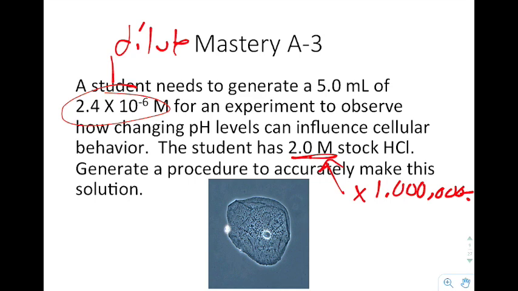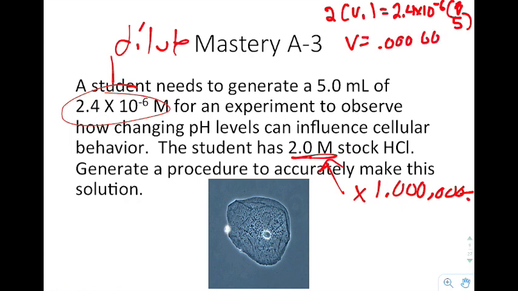So if you do the math just to check it, if you did 2 times volume 1 equals 2.4 times 10 to the minus 6 times V2, and I need 5 mils of that, then you multiply this out, you would end up getting a volume that you would need to measure of the original solution of 0.005, 5 zeros and then a 6 mils, which is too small for you to be able to actually measure. So because of that, we know that we would do a serial dilution.